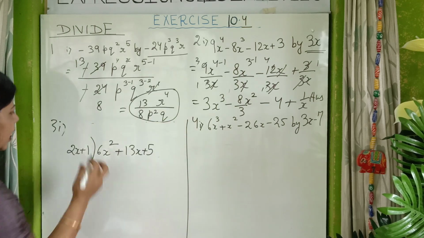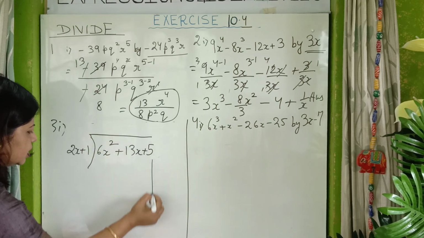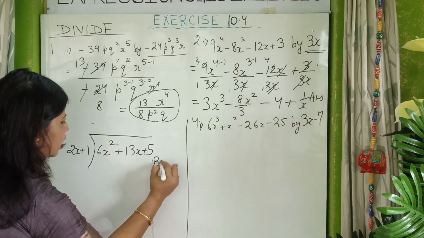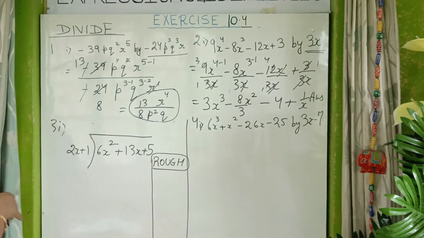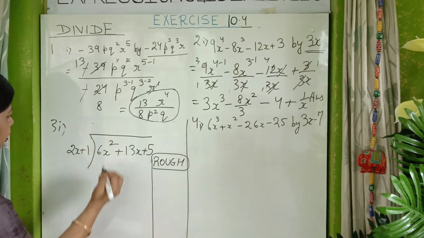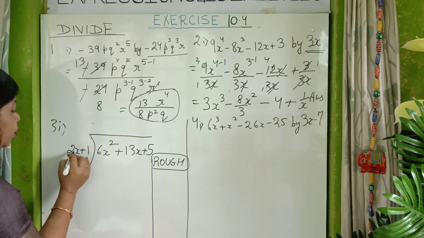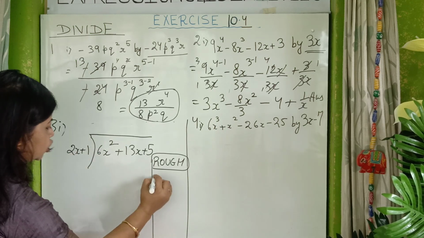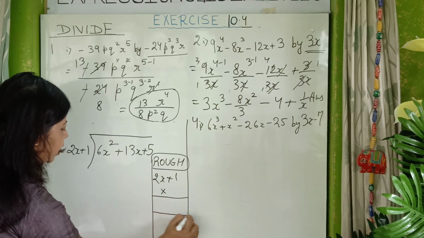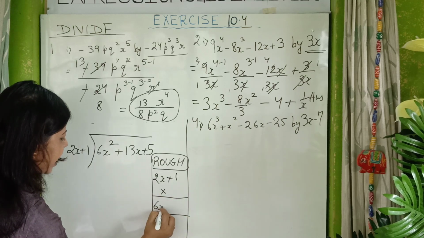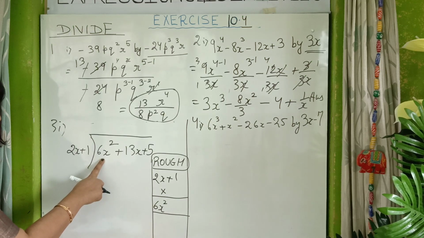Now I will write the question on top because I will be showing you the rough work. How to do the rough work? At least for the first 2-3 questions, you do this rough work to make the concept clear. Now I am multiplying 2x plus 1. So 2x plus 1 I have to multiply with such a number so that I get 6x square, so that I can cancel off the first term of the expression.